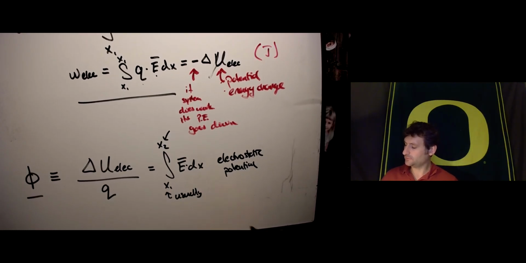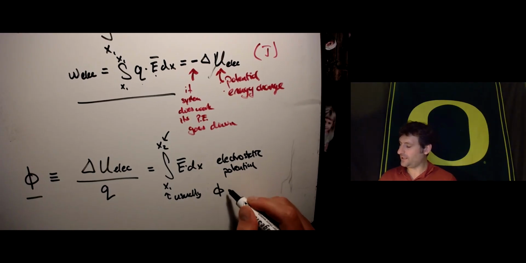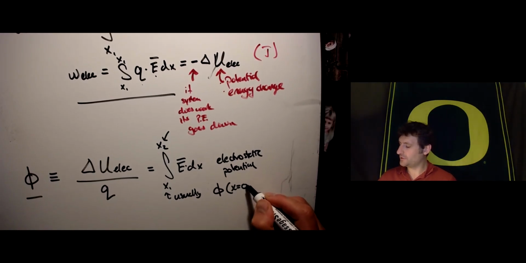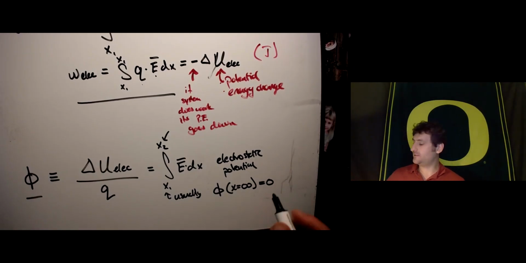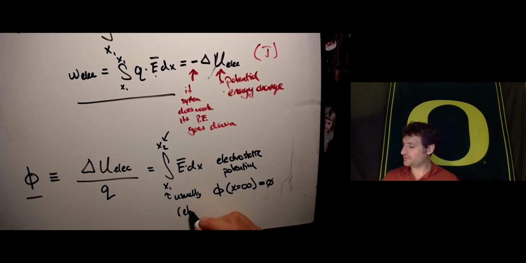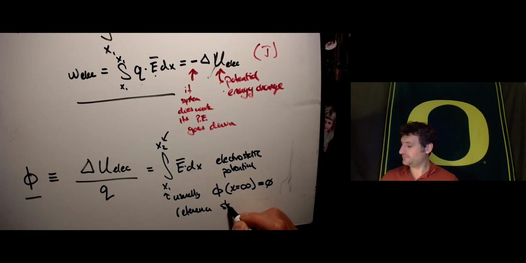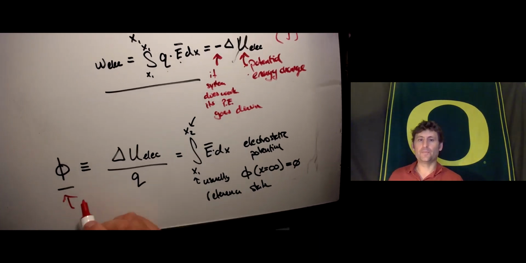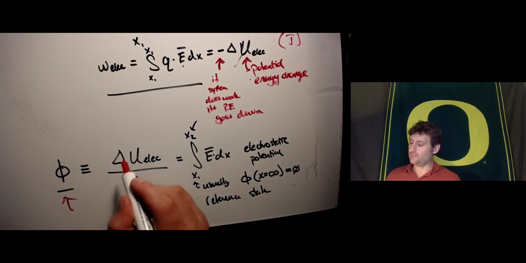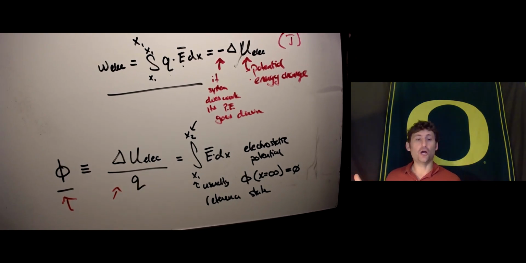Usually, we define phi at x equals infinity equals 0. But there's many other ways to define this. So this is just a reference state, okay? And the electrostatic potential is nothing more than a measure of the work per charge that can be done in moving a particle from a given position x in space to the reference state.